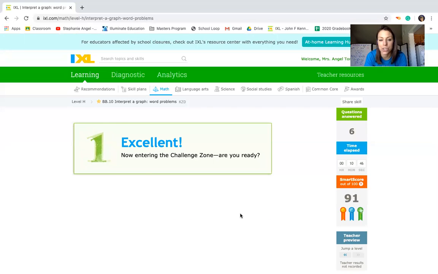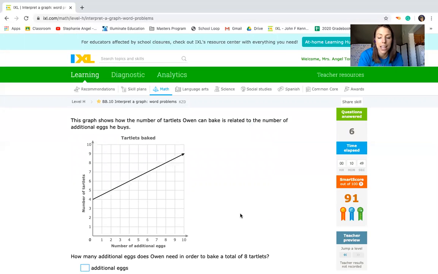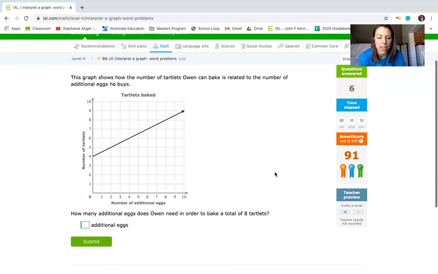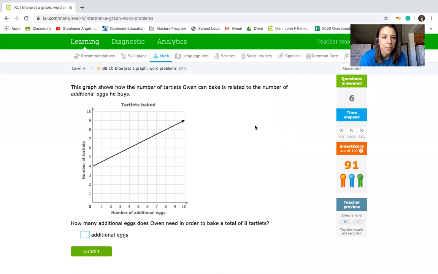And now we're entering the challenge zone. So for those of you who think that you're up for a challenge, like maybe this is too easy for you, this is what we'll be looking at. So we'll do one of these together and then we'll end the video.